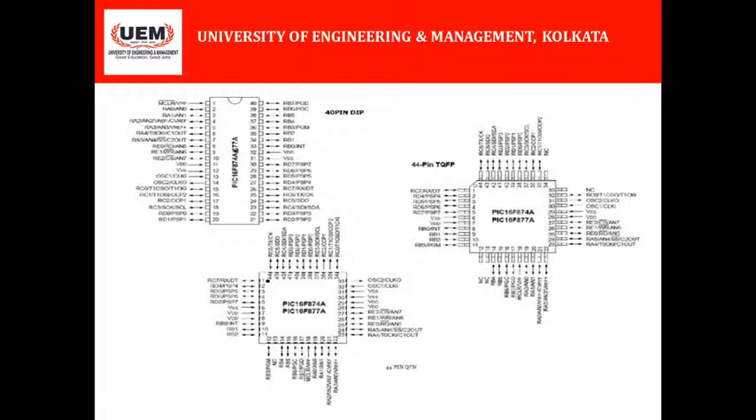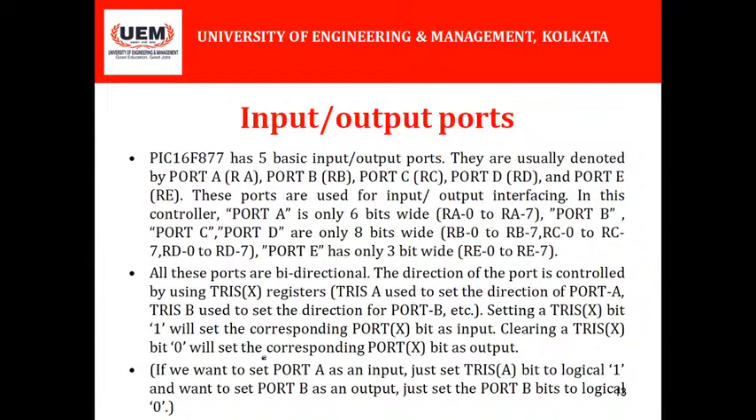There are lots of versions of the PIC microcontroller. You are observing that there are 3 versions, with 3 different types of pin configurations. We can observe that there are 5 different ports: port A, port B, port C, port D, and port E. These ports are used for input-output interfacing. In this controller, port A is only 6 bits wide, RA0 to RA5. Port B, port C and port D are 8 bits wide, RB0 to RB7, RC0 to RC7, RD0 to RD7. Port E is only 3 bits wide, RE0 to RE2.